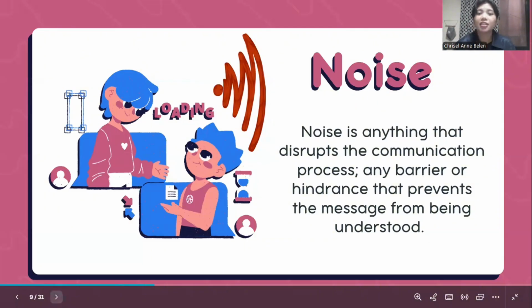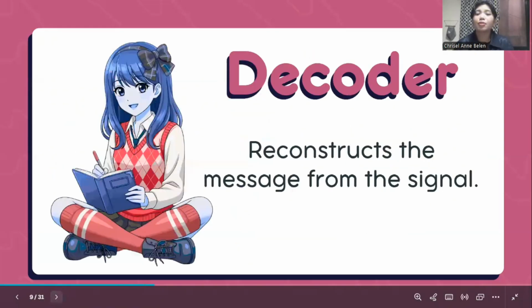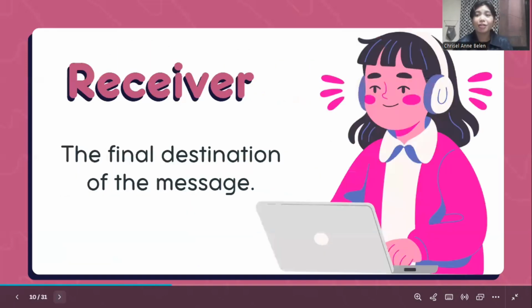Next up is the decoder. The decoder is the one which reconstructs the message from the signal. This is the one who translates the message from the sender. Next up is the receiver. The receivers are the audiences. These are the final destination of our message. So the one who listens, the one who watches, is called the receiver.